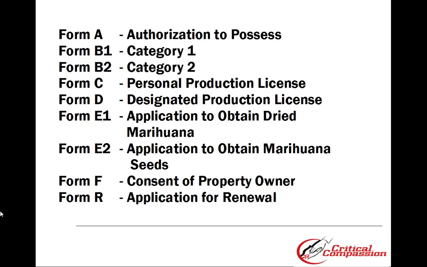For the Form Bs, you're only really supposed to fill out one of them, and I'll go over in the Form B videos which one will apply to you specifically, whether you are a Category 1 or a Category 2 patient. Form C and D are used for people that are going to be growing or have somebody grow their own cannabis for them.